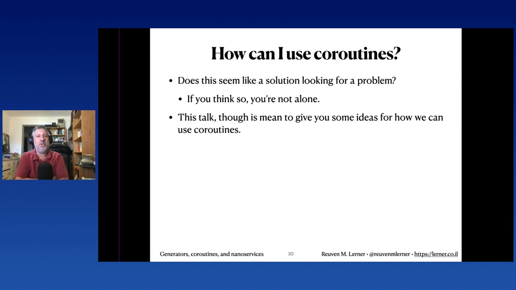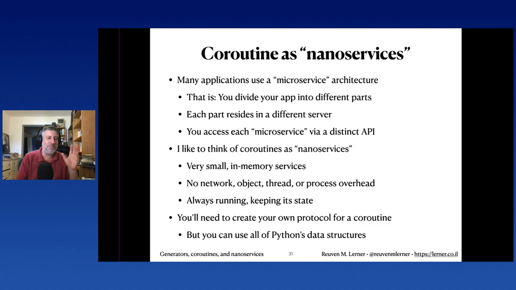And so what I want to do is give you some ideas of how you can take advantage of this technology inside of your programs. Food for thought. And I think it can help in certain kinds of architectures. My proposal is that you think of a coroutine as a nanoservice, right? Really tiny, tinier than a microservice.